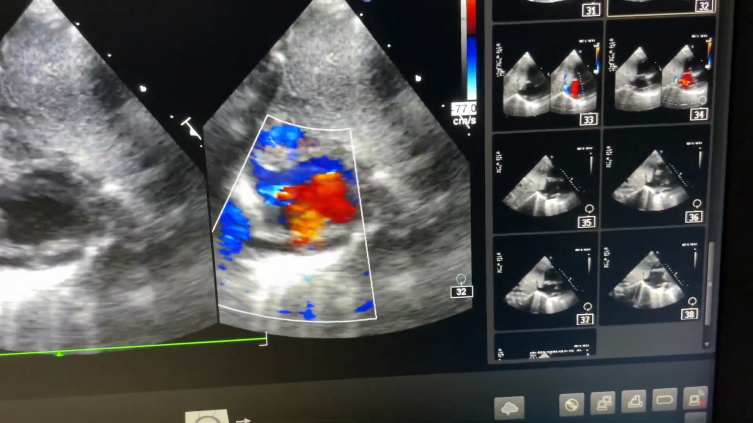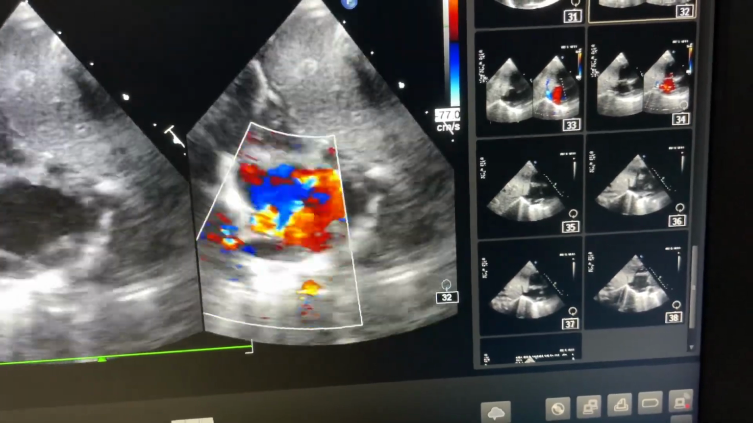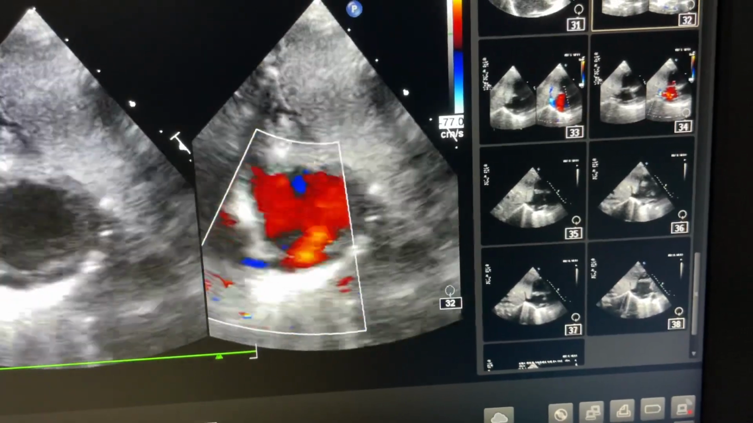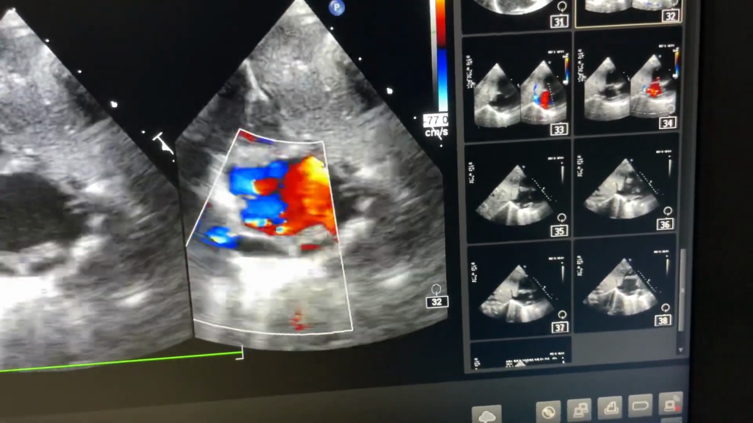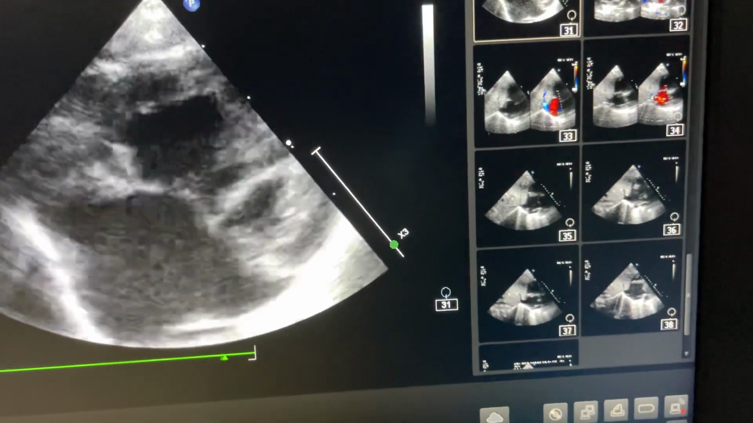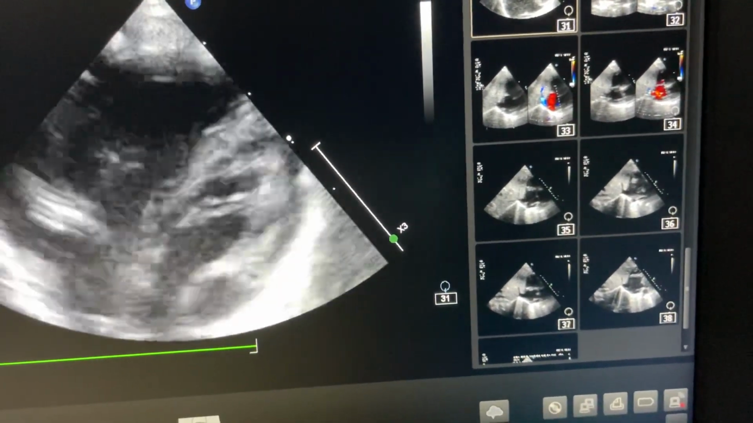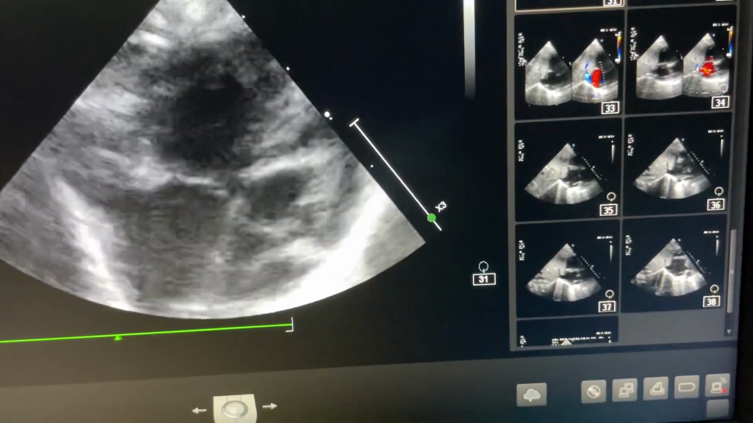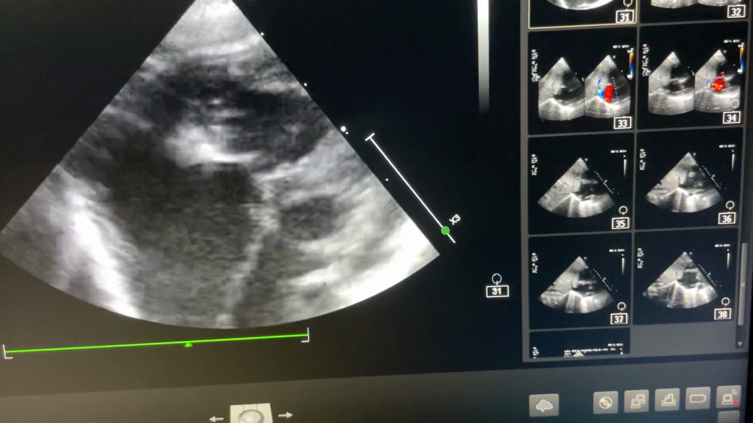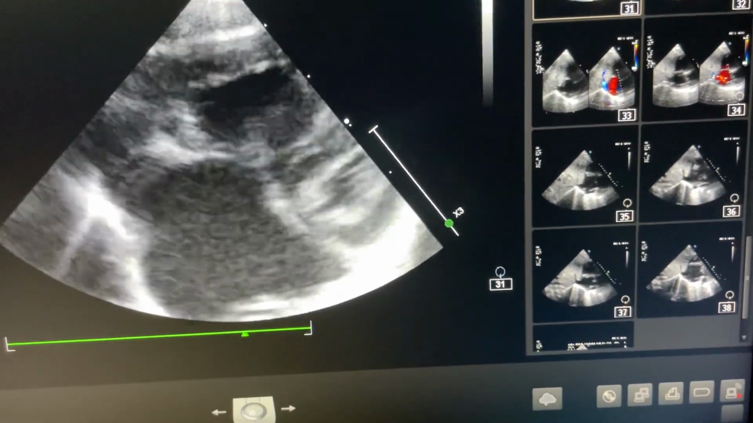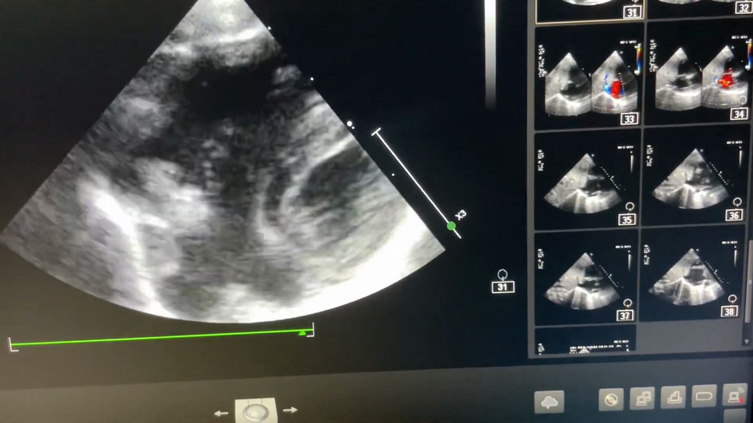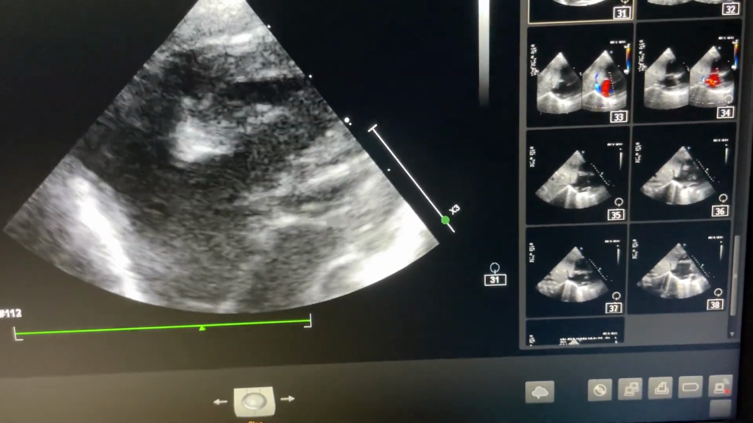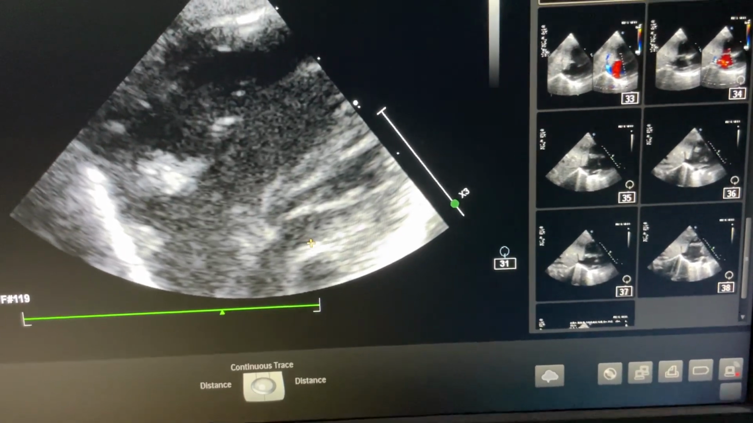You see how the blood is coming from left atrium into right atrium. This is what you see, the coronary sinus is quite dilated, and coronary sinus is dilated because left superior vena cava is connected with coronary sinus, draining into coronary sinus. So coronary sinus is dilated in this case. You see the coronary sinus. This is coronary sinus. This is coronary sinus.